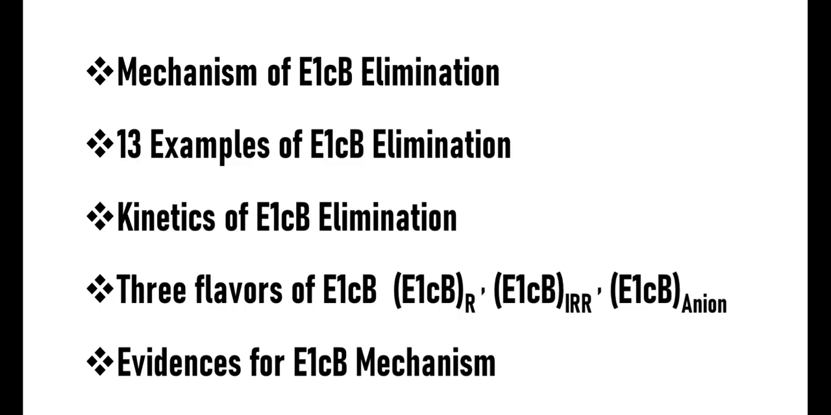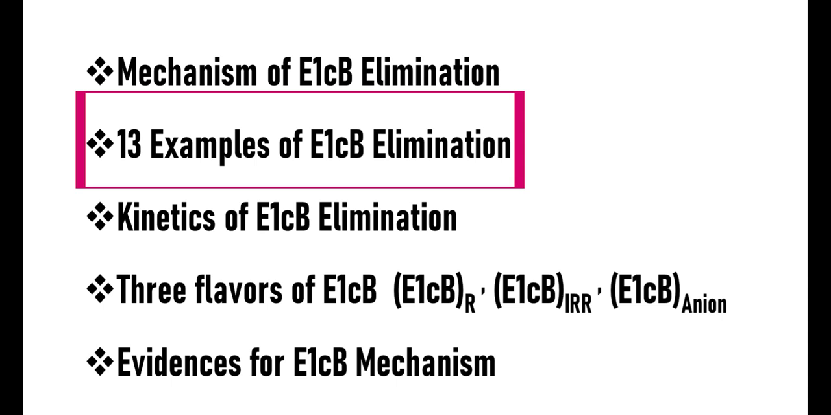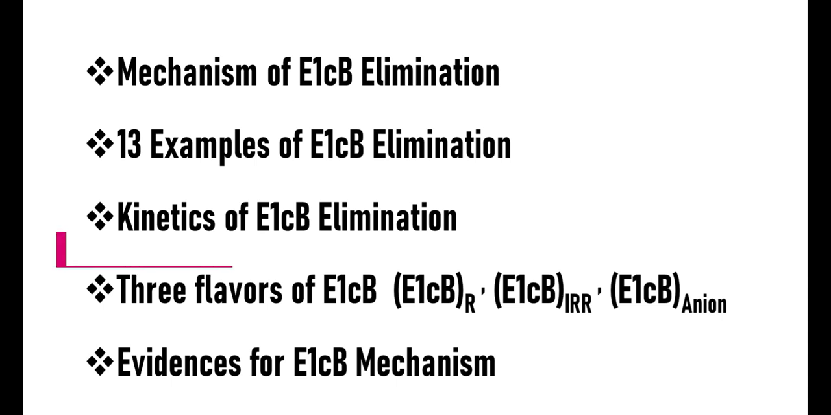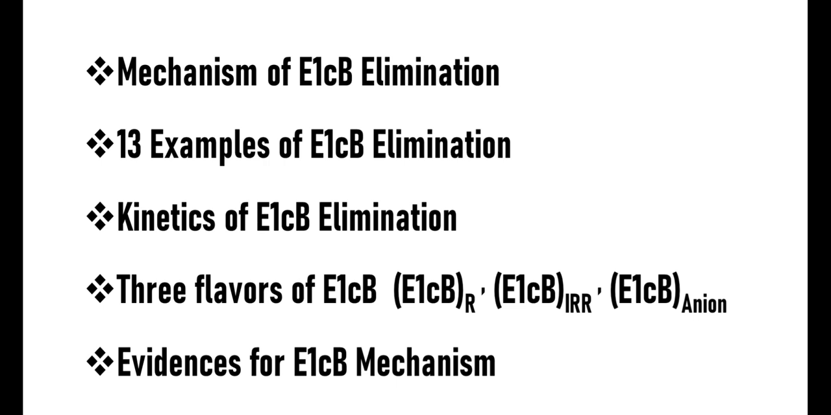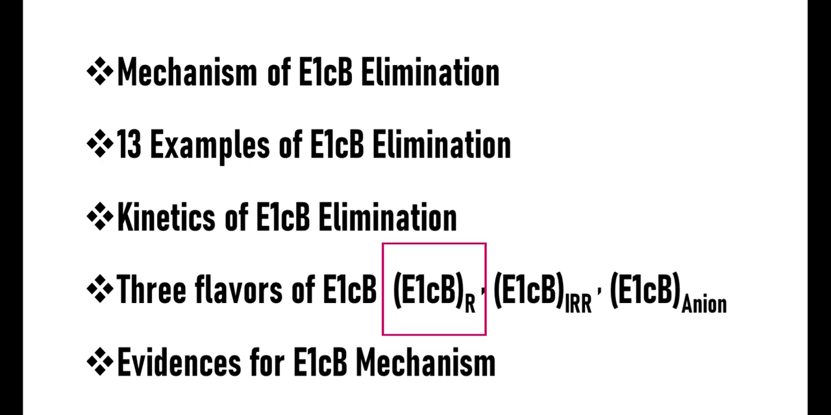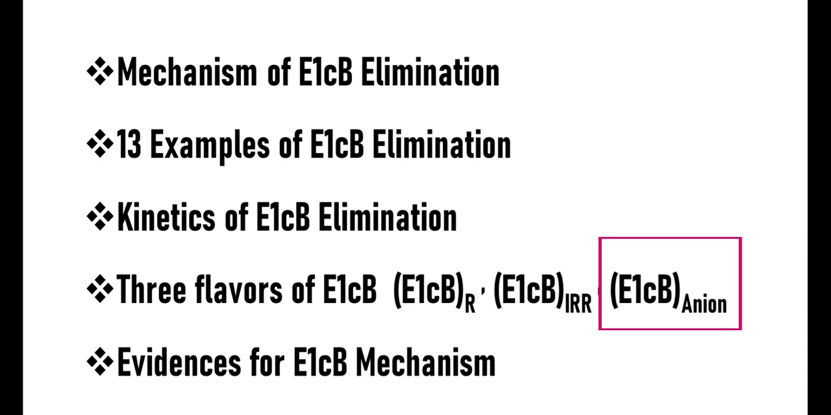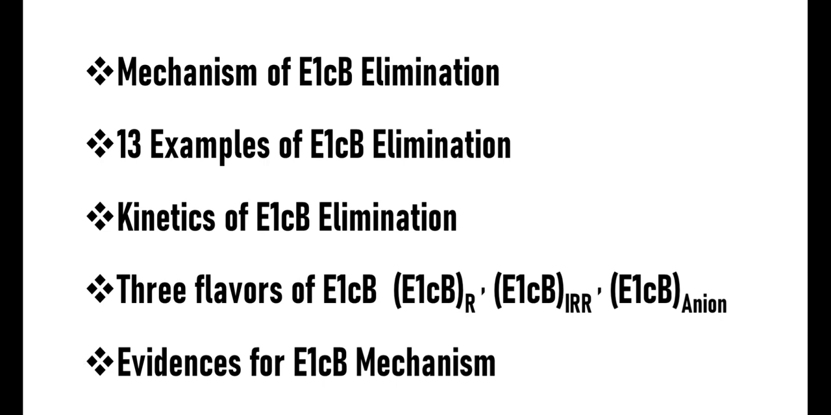In this lecture, we will discuss the mechanism of E1cB elimination, 13 examples of E1cB elimination, and the kinetics of E1cB elimination. We will see three flavors of E1cB: that is, E1cB reversible, E1cB irreversible, and E1cB anion. Then we will discuss evidences for the E1cB mechanism and how we determine E1cB versus E2.